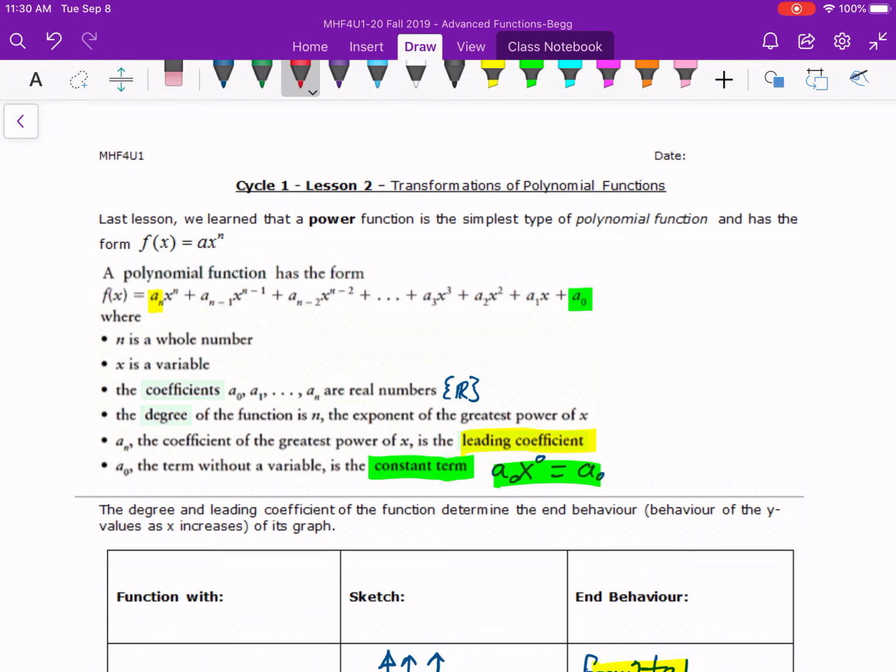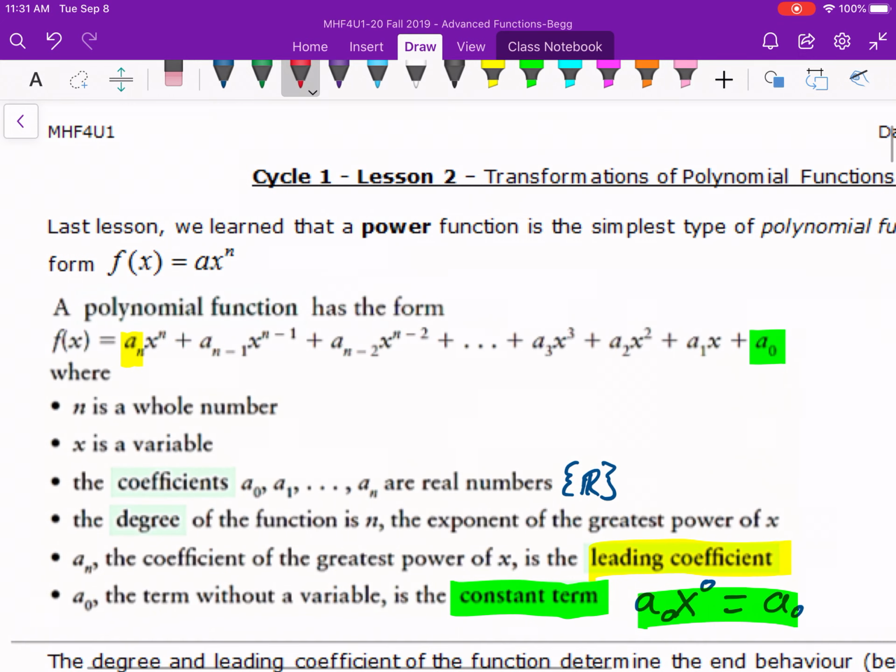So last lesson, we looked at what was called a power function. It's the simplest type of polynomial function. It's in the form f of x equals a times x to the exponent n. So it's just a single term. We look at the exponent, the n, that tells us what degree the power function is. So if n is 2, then it's degree 2. It's a quadratic. If it's degree 3, then it's a cubic, and so on.